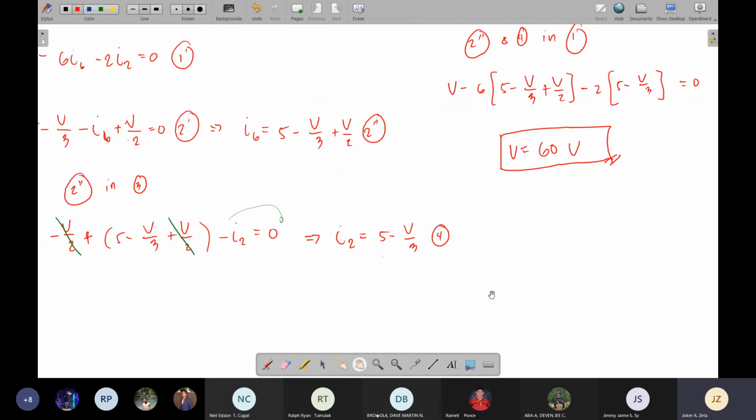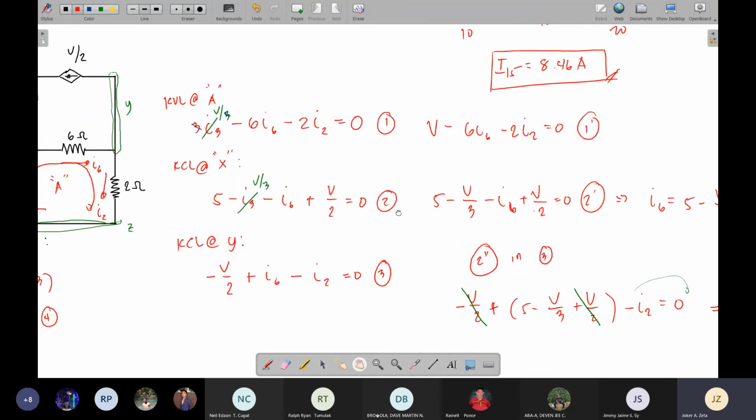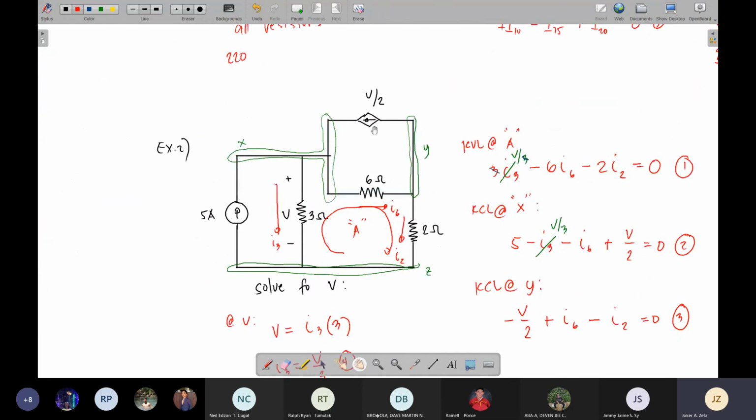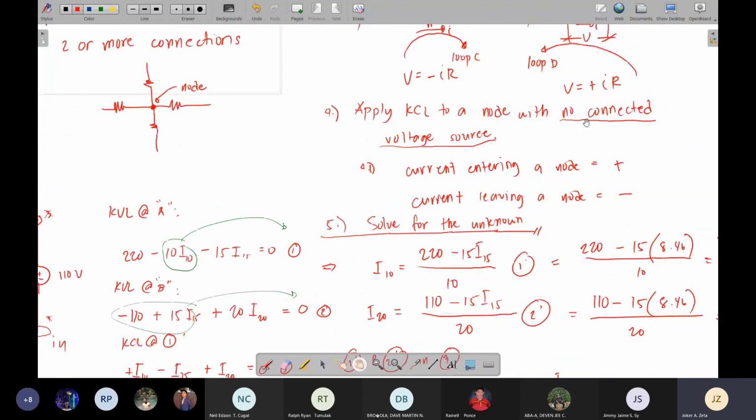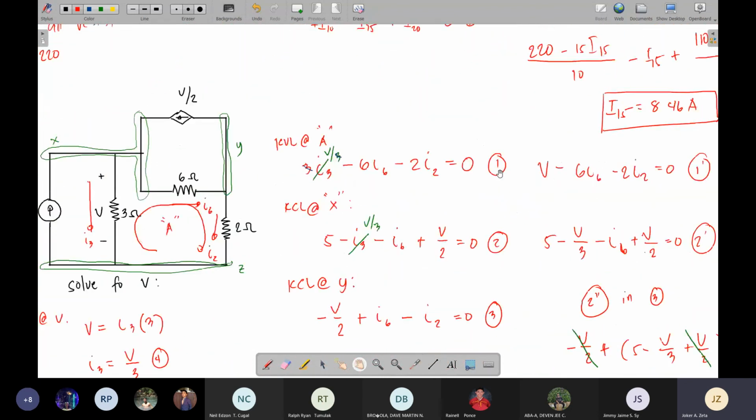Okay? So again, as you can see, nag-follow ra jud ko sa steps. Bisan pa og, okay? Even if I have a dependent source. Okay? Nag-follow ra jud ko sa steps. Same ra gyud gihapon. Okay? So meaning, even if your circuit has a dependent source or independent source, just follow the steps, then you will arrive with the answer. Okay?